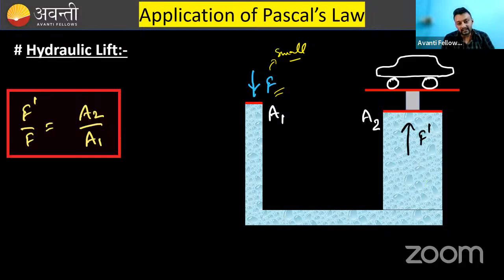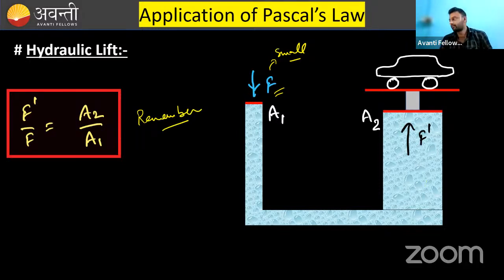So by exerting a very small amount of force, you can get a very large amount of output force. And the ratio F dash over F is A2 over A1. This is the thing that you should remember.